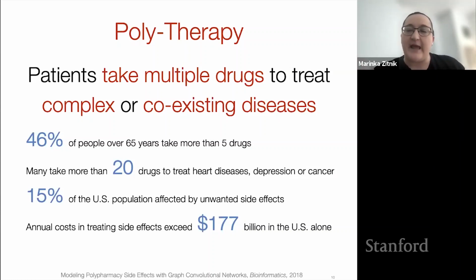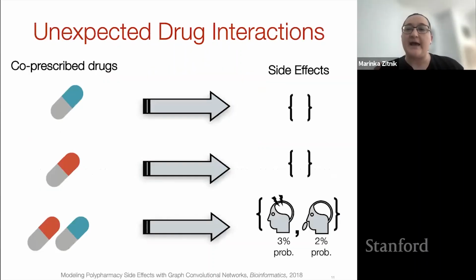So the problem with that is that when a patient takes several drugs at the same time, they're at much higher risk for developing adverse events. And there are estimates that around 15% of the US population is affected by those unwanted side effects. And that represents a huge burden, both for individuals as well as for the entire healthcare system in terms of rising healthcare costs.